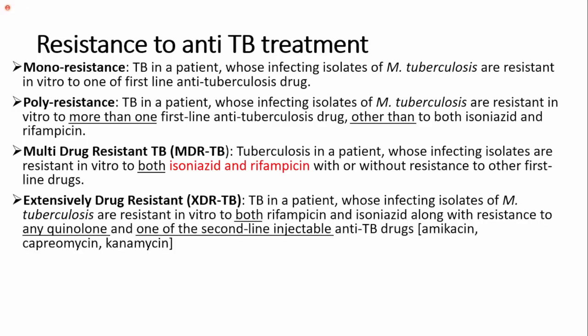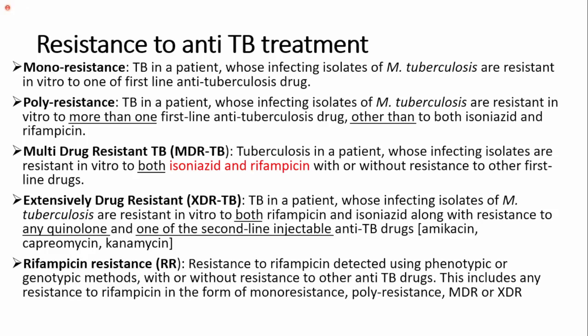There is another category called extensively drug resistant TB, or XDR TB. In that scenario, there is resistance to both rifampicin and isoniazid, and they are also resistant to any of the quinolones, the ciprofloxacin, levofloxacin, and also resistant to one of the second-line injectable agents like amikacin, capreomycin that we might use. So you can see the extensively drug resistant ones are resistant to most of the most effective treatments of tuberculosis.